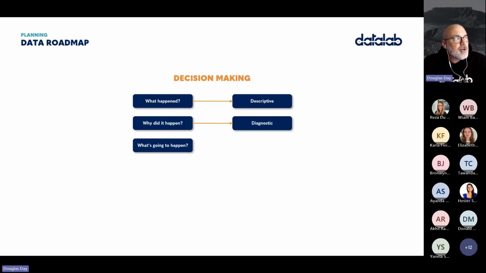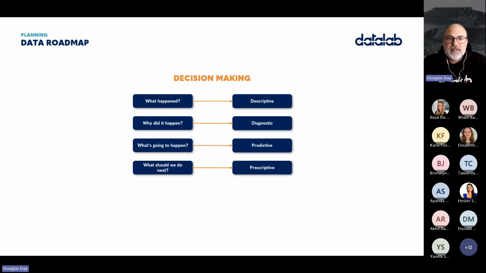The third question that we're trying to answer for the business is what's going to happen. So now we're getting into the realms of predictive analytics. So here we're looking at things like credit scoring, or demand forecasting, or fraud detection. And the final group of questions that we're trying to answer for the business is what should we do next? And this forms prescriptive analytics.